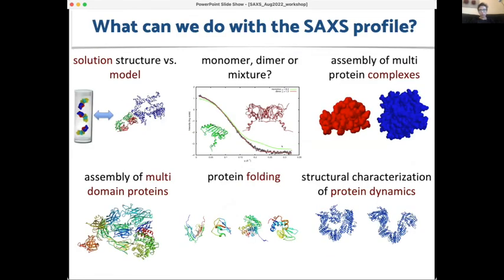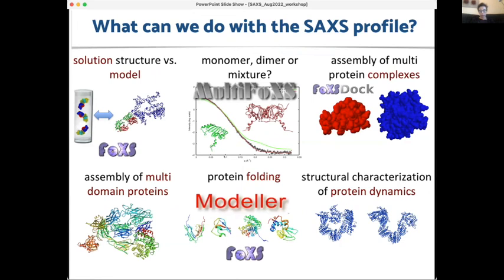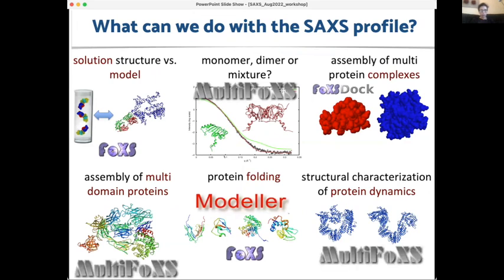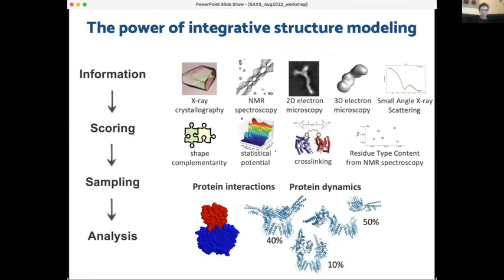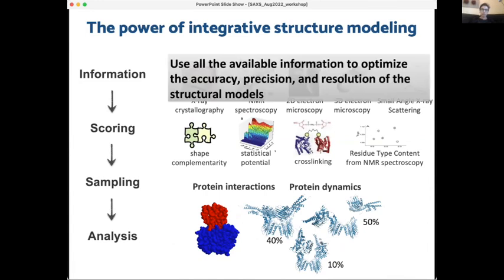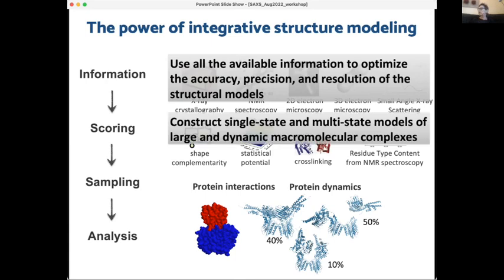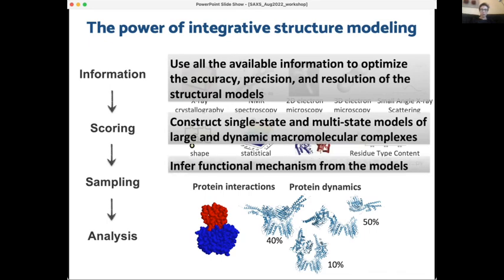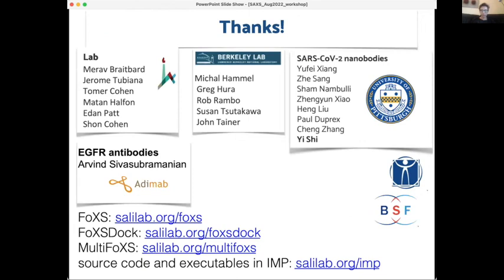Okay, so I will wrap up here, and I hope that you could see that you can do quite a lot of things with the SAXS profile and the integration of different data sets. Those are the tools that we use, and probably more. Using different types of data, we can optimize the accuracy, precision, and resolution of structural models, and we can construct single state and multi-state models for large and dynamic complexes. And hopefully we can also infer something about the function from these models.